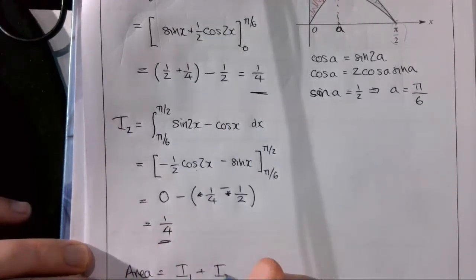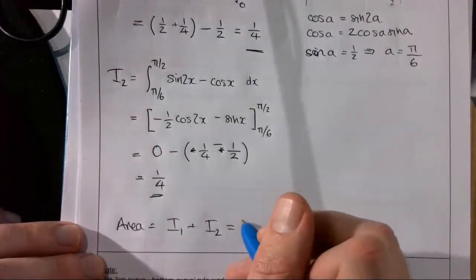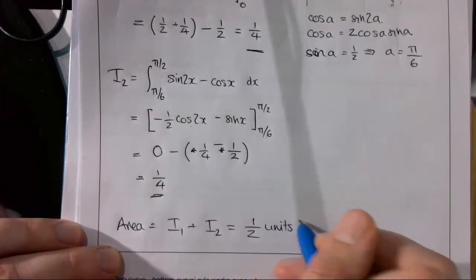and so the total area is I1 plus I2, so that's a quarter plus a quarter, which is a half units squared.